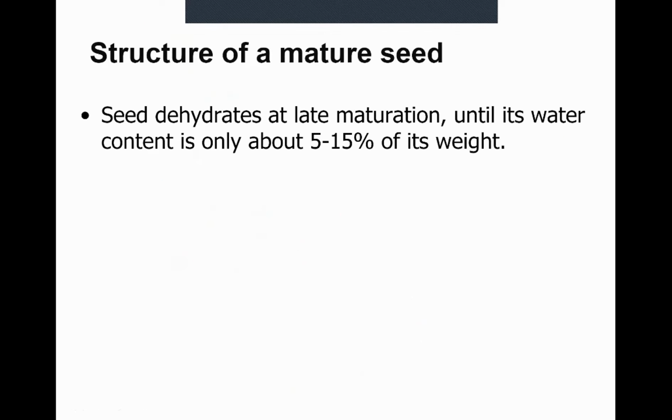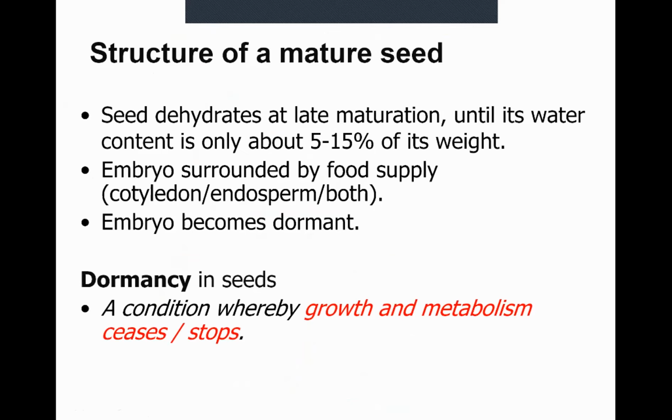Okay. Structure of a mature seed. Okay, structure of a mature seed. So when seed is matured, right, seed dehydrates at the late stage of maturation. So biji benih biasanya akan dehydrate. Dehydrate, hilang air, right? Until the content of water is just up to 5 to 15% of its weight sahaja. Alright. So the embryo is surrounded by the food supply, either cotyledon or endosperm, or both. Depends on type of plant. Kalau monocot, usually we refer to endosperm. Kalau dicot, we refer to the cotyledon biasanya.